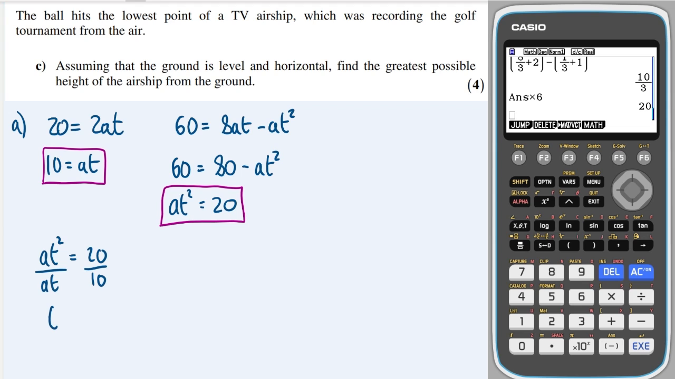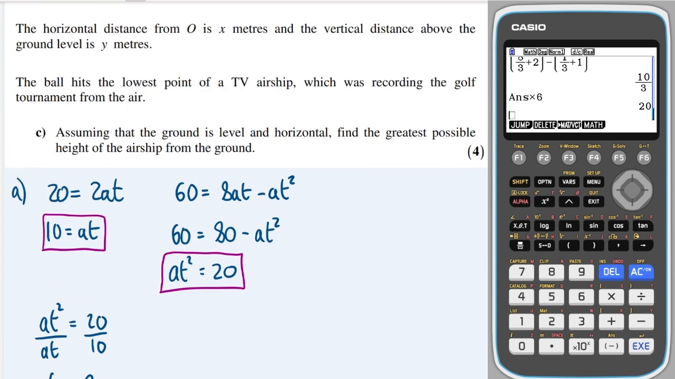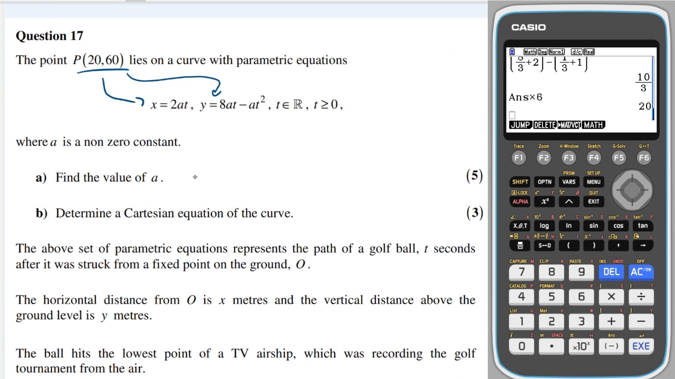And this gives me that t is equal to 2, which means therefore a is equal to 5, because a times t equals 10. Great. So a equals 5. And then next we've been asked to work out the Cartesian equation.